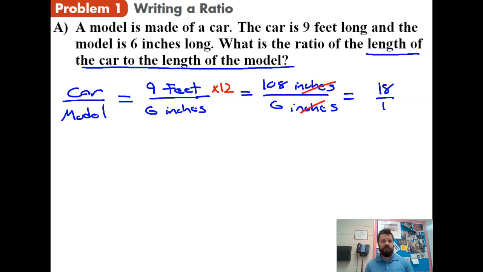Problem B is the same idea. So why don't you take a minute, pause the video, work through part B, and then hit play to run through the answer.